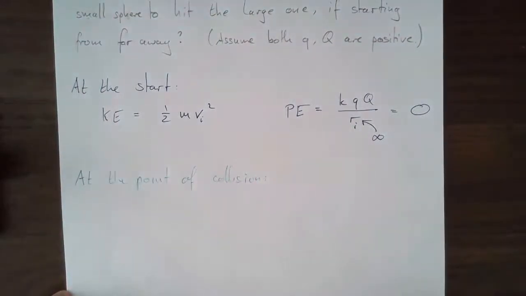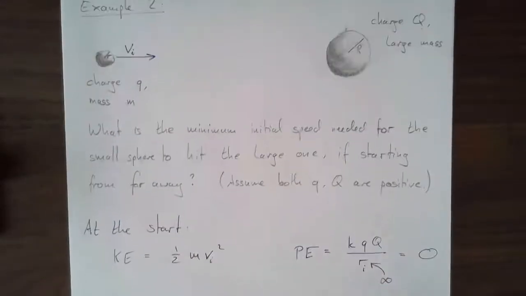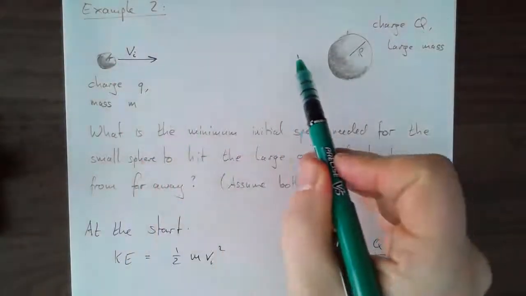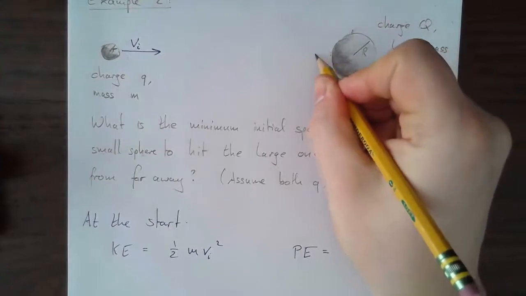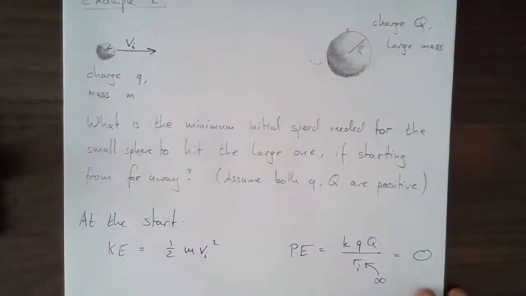So let's have a look. At that point, this ball moves all the way over here. I'm just going to sort of pencil it in. Right? It's going to be right there. That's the collision.